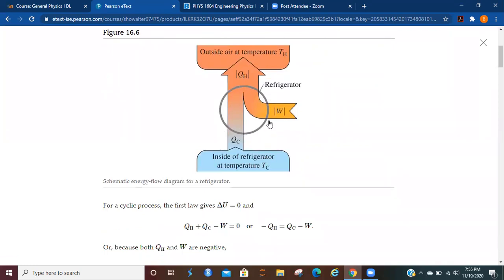So we've got a refrigerator here. We've got the compartment in which we want to keep the cold temperature, so we're taking heat out of that. We're having some work applied to it, and we're releasing all of that heat into an area that we don't really care whether or not it's refrigerated.